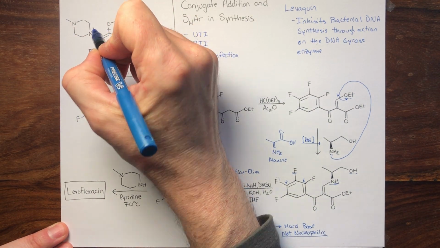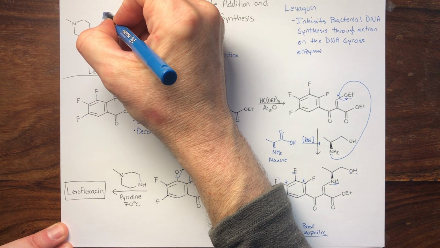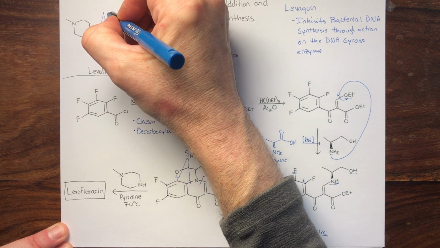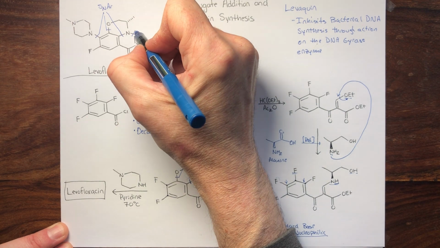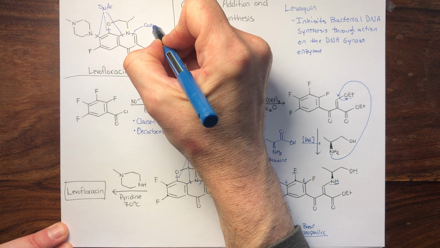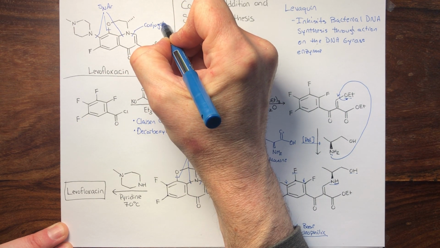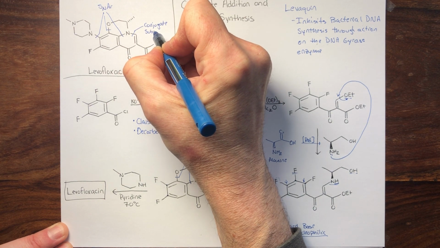And so in this bond here, you can see all three of these are going to be formed through nucleophilic aromatic substitution, whereas this is going to be formed through conjugate substitution.